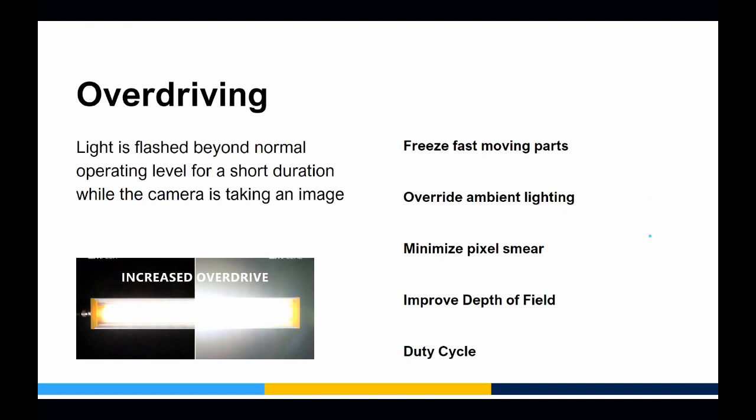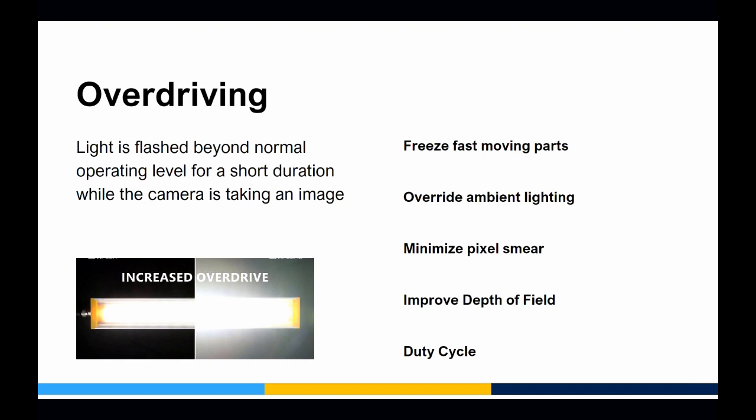That being said, benefits of overdriving. You can freeze fast-moving parts, which I'll talk about in a quick second. You can override ambient lighting. So in that regard, we're having the light be so bright that it's overshadowing, if you will, any light coming from the window or bright light overhead that's causing a hot spot or a glare or something like that. So we're just flooding it with so much light, we're overpowering any other light in the area.